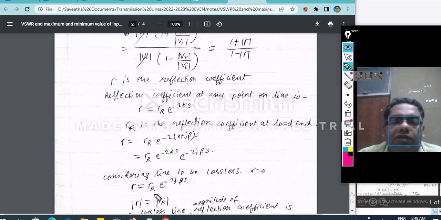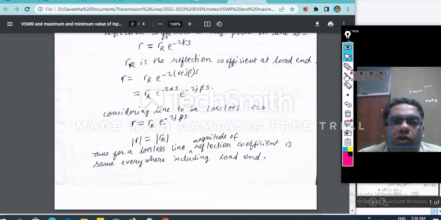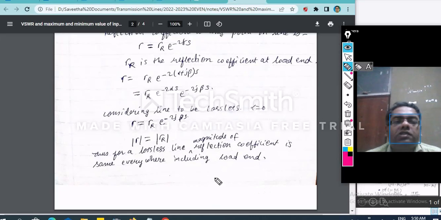Gamma r is the reflection coefficient at the load end, so we can write it as gamma r or k also. So for a lossless line, if we take the mod, the mod of e to the power j something is 1. So gamma equals gamma r. What does this mean? The mod value of the reflection coefficient will remain the same throughout the transmission line.